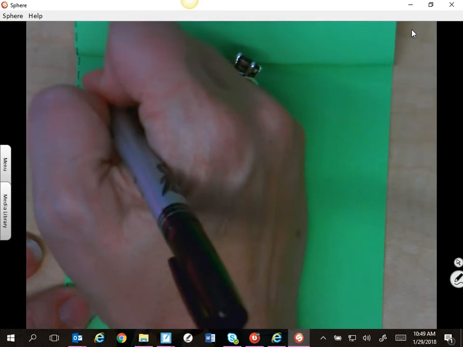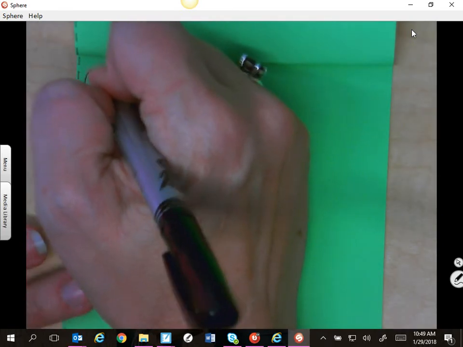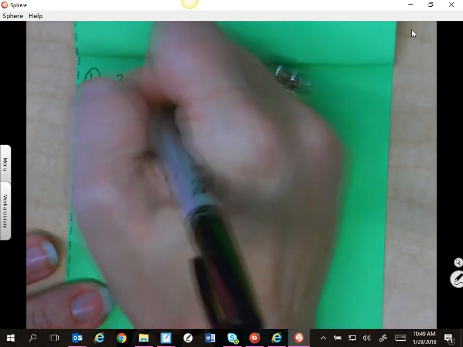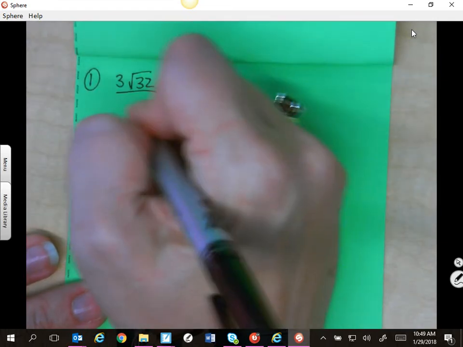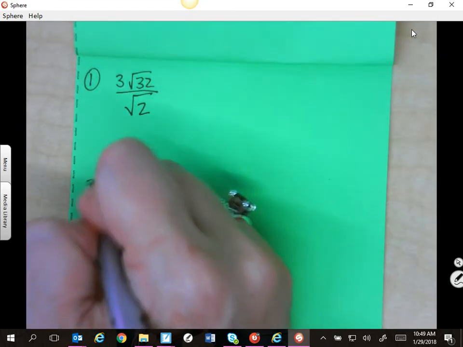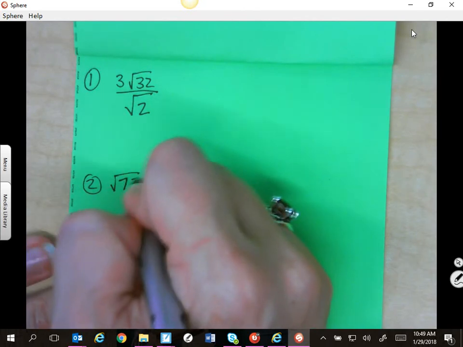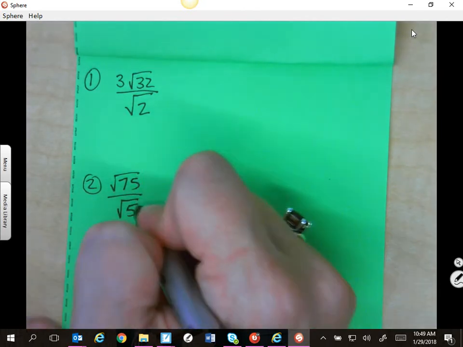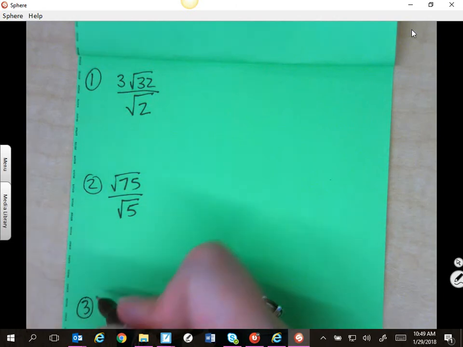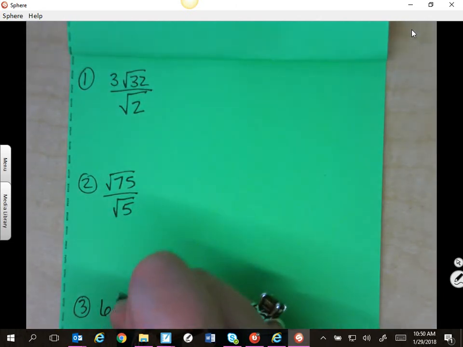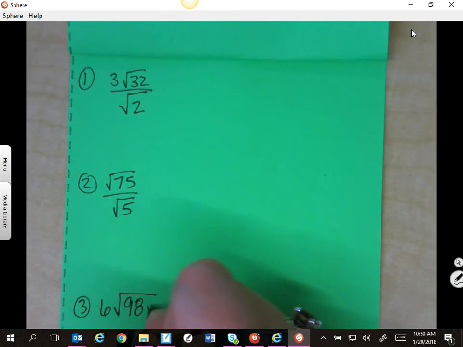I'm going to give you 3 on here to try. So we'll have a total of 7 possible bonus points. 3 times the square root of 32 over the square root of 2. The square root of 75 over the square root of 5. 6 square root of 98 x to the 4th over the square root of 2x. We will see you tomorrow.